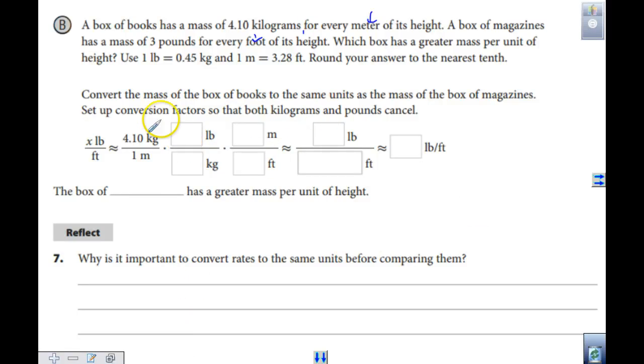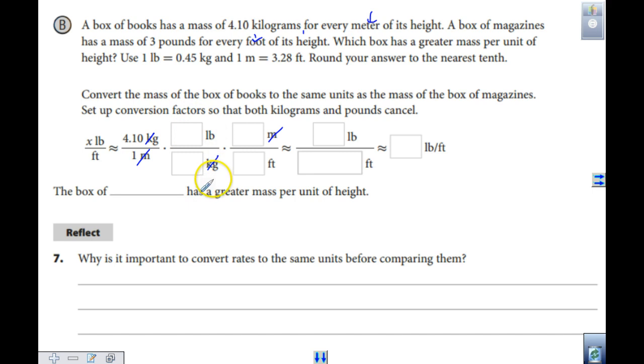So we need to go from kilograms per meter, and you can see over here we have pounds per foot. So the first thing to do is to set up these units, right? To make sure they're all the same. I want to cancel out kilograms. I want to cancel out meters. To make sure I'm left with pounds per foot. That's what we're looking for. And after I'm sure the units are all set up correctly, that's when you fill in the numbers.